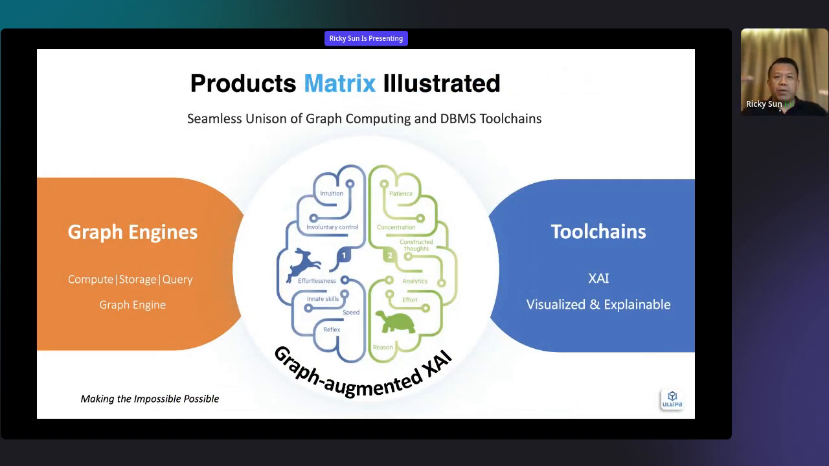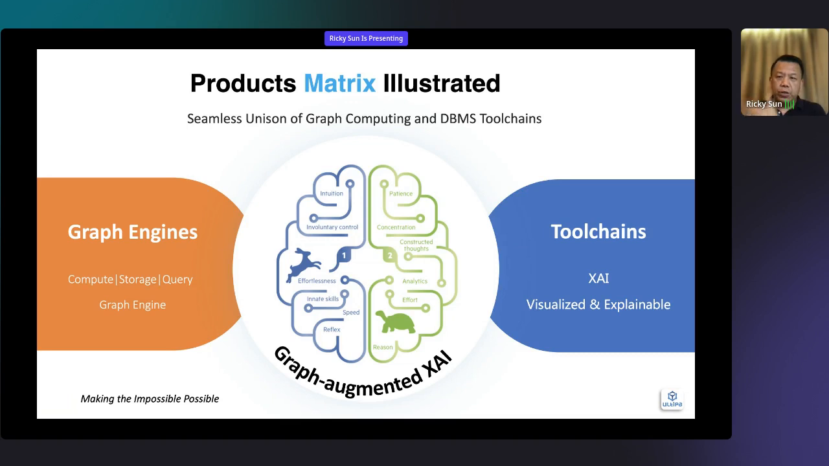So generally speaking, what kind of product matrix are we talking about when we are building a real world, enterprise grade graph database? We're calling this a seamless union of graph computing and tool chains. The graph engines have multiple components: the graph native storage engine, compute engine, query engine. Essentially, all of these on the left-hand side are the graph engine.